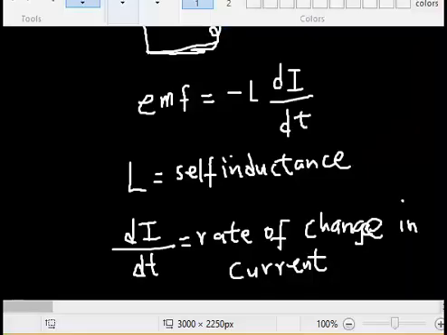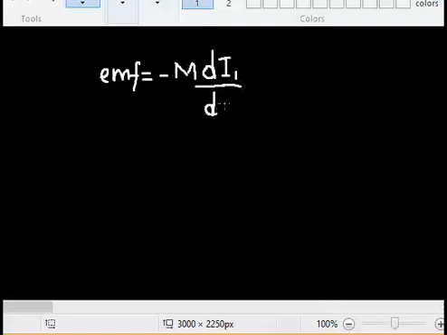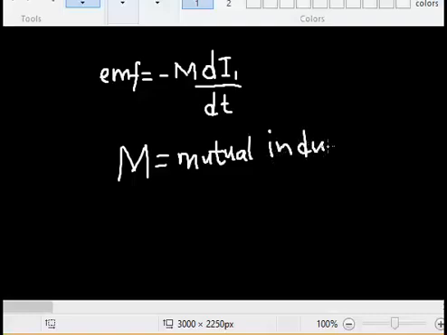And of course, by formula, for mutual inductance, the induced EMF is given as minus M dI1/dt. I use I1 to represent the current of that very first coil. This constant M is what we now know as mutual inductance. So this is mutual inductance.